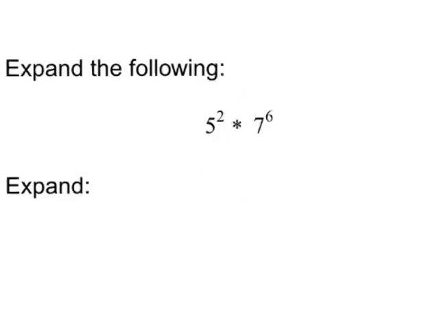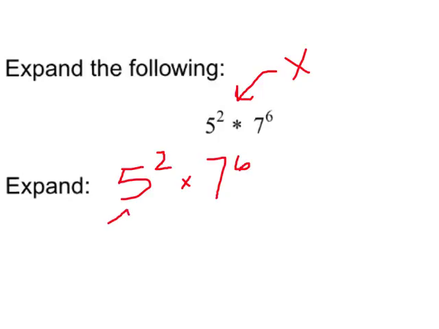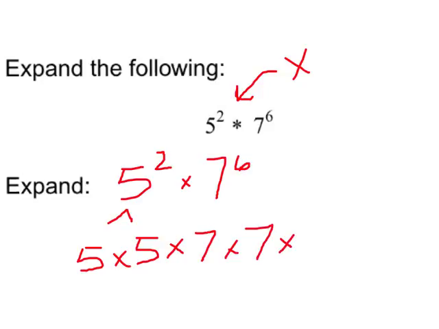For this third problem, I have 5 to the second power, which can also be called what? Yes, it can also be called 5 squared. Times, this sign means multiplication, 7 to the 6. So I have 5 squared times 7 to the 6. I can first expand my 5s to be 5 times 5. Carry down my multiplication sign. And then I can expand 7 how many times? Yes, I'm going to expand it 6 times.